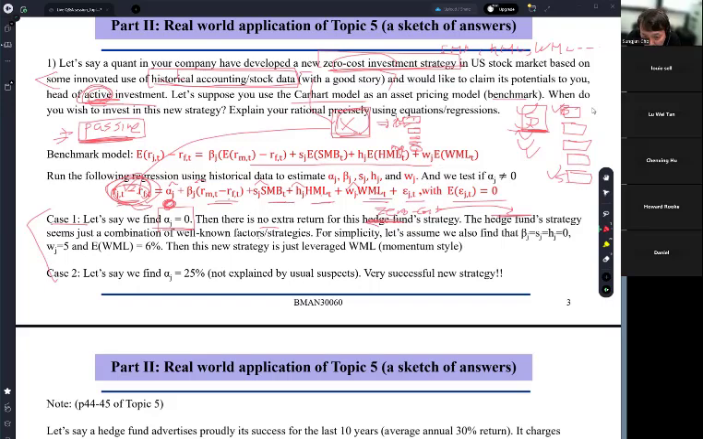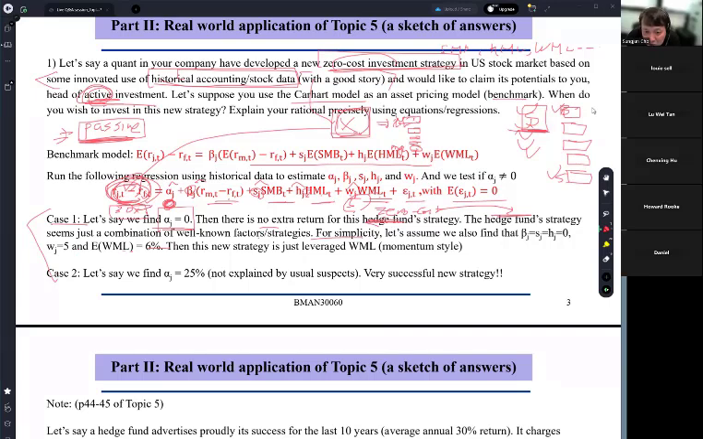winner minus loser. For simplicity, let's say we find beta is 0, S is 0, H is 0, but W is 5, winner minus loser is 6%. What this means is this zero cost investment strategy is exactly the same as the winner minus loser strategy. Coefficient 5 means it's just a leveraged winner minus loser strategy.